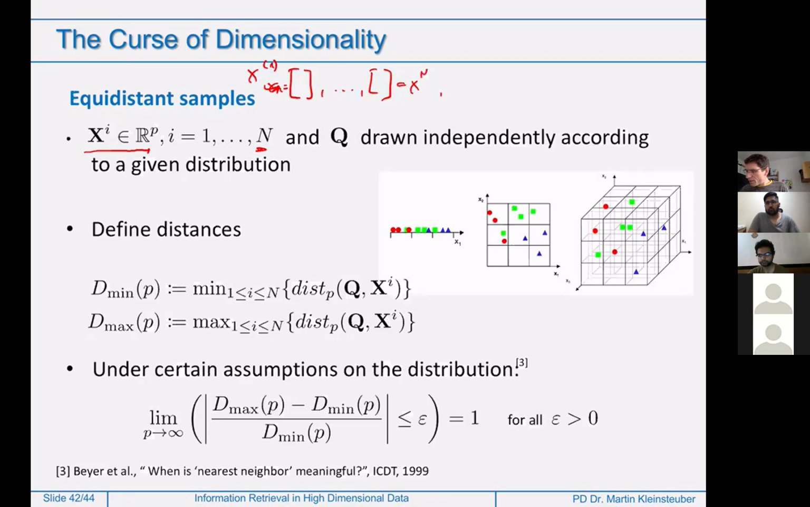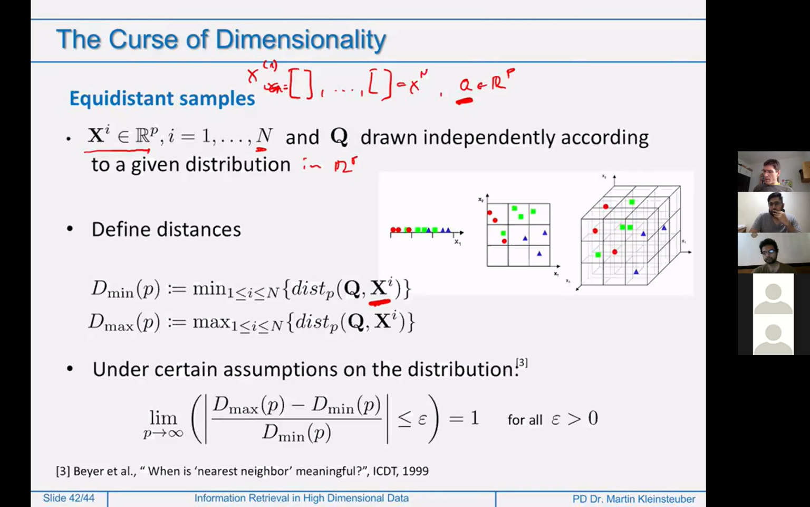And you have some q, which is also in R^p. So these are all high dimensional realizations, and they are drawn independently according to a given distribution in R^p. Now, if we define distances of this q to the realizations of xi, and we look at the minimum. So we have a realization of q, and we compare it to the distance to one of the xi, and we take the minimum value of it, and we take the maximum value of it.